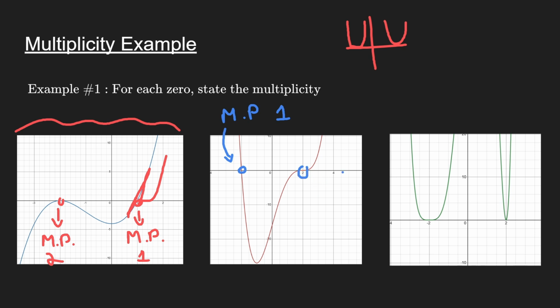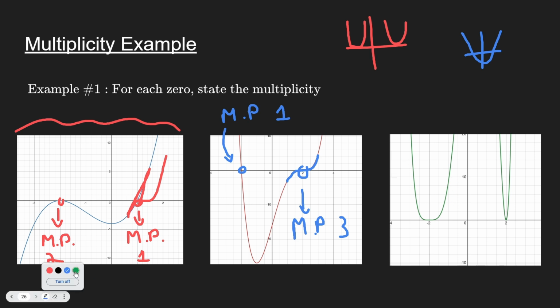Let's take a look at this. Notice here, there is a bit of space when it crosses the x-axis. It's not clean. It doesn't cross the x-axis cleanly. It doesn't go like this, for example. So we can say it has a multiplicity of 3. There we go. Now, let's take a look at this last function over here.